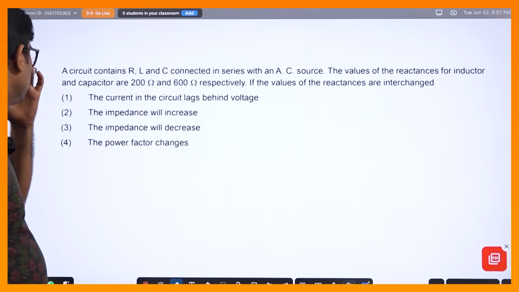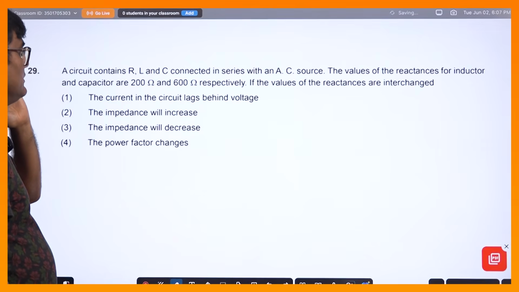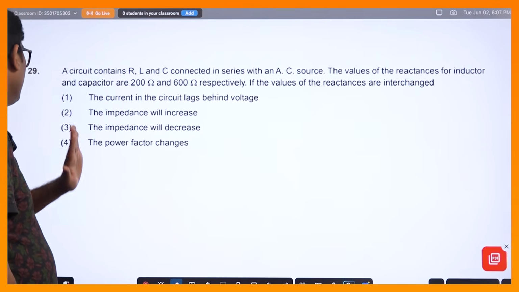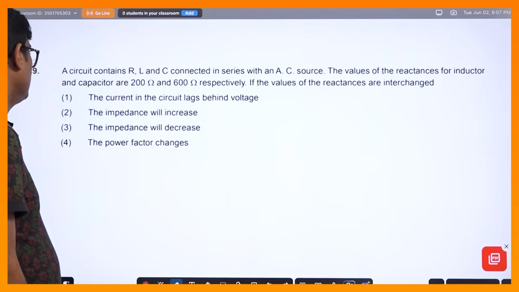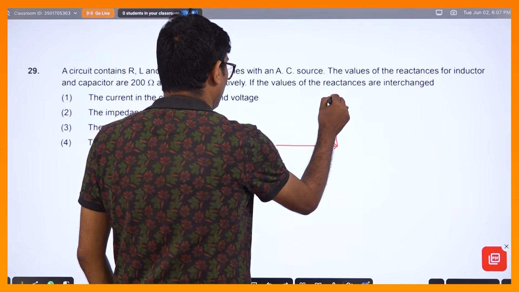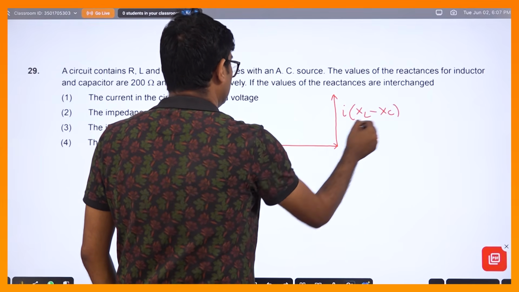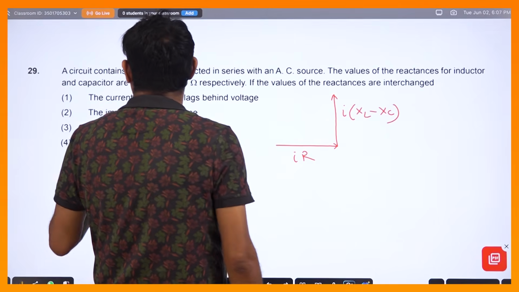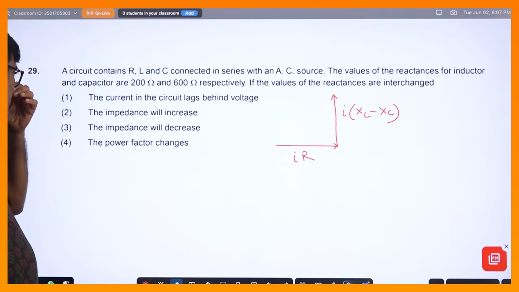A circuit contains L, C, R connected in series. The values of the reactances for the inductor and capacitor are 200 and 600. If the values of the reactances are interchanged, what is the current in the circuit? In the LRC circuit, IR, and this is I into XL minus XC. If the values are interchanged, then the current in the circuit lags behind the voltage.